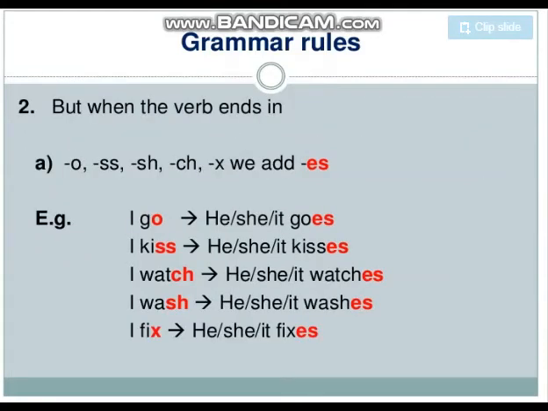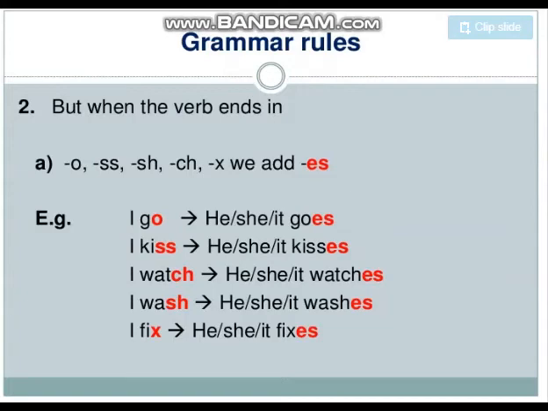Let's discuss here when the verb ends in s or es, where we use s and where we use es with it. Where the verb ends in o, double s, sh, ch or x, we add es. Whenever any verb's spelling ends with o, double s, sh, ch or x, we add es to it. Like here in examples you can see I go. So here he, she, it goes. We would add es with go. Why? Because it ends with o.